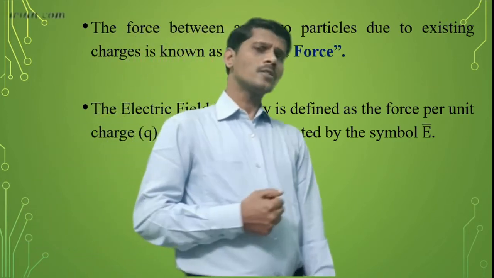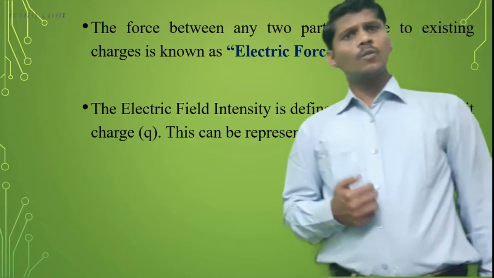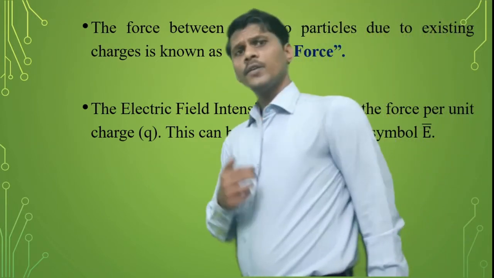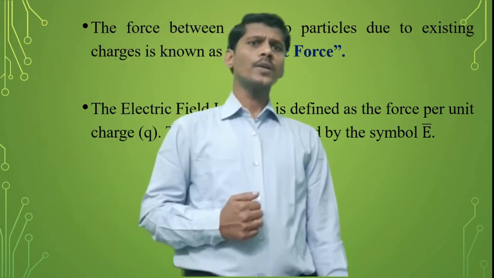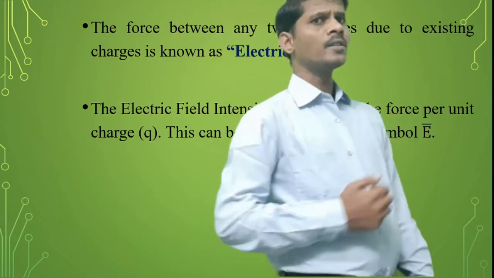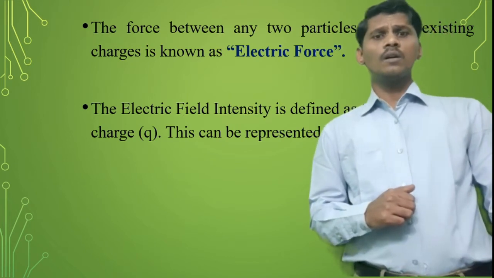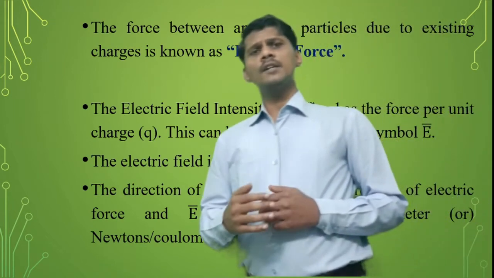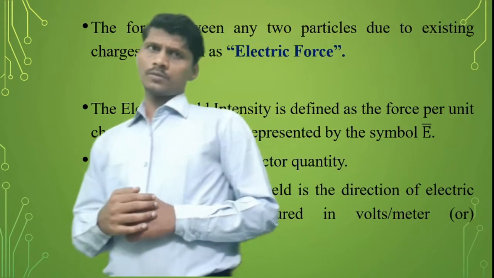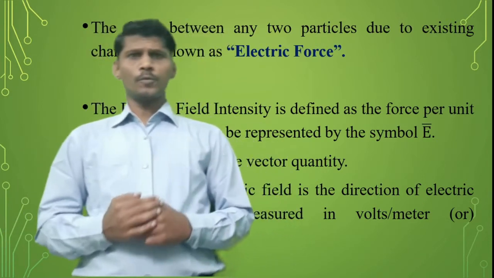The dimensions of electric field intensity are volts per meter or newtons per coulomb. What is the definition of the electric field intensity? Force per unit charge. Force is measured in newtons and charge is measured in coulombs, so newtons per coulomb or volts per meter. The direction of the electric field is the direction of the electric force.